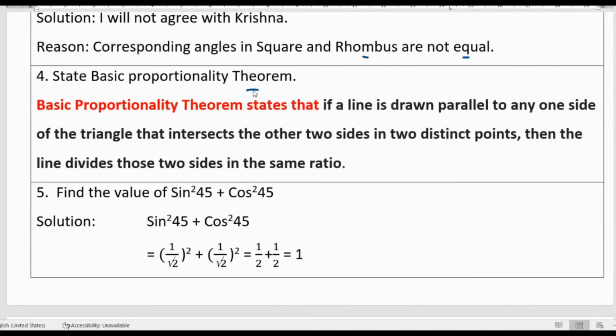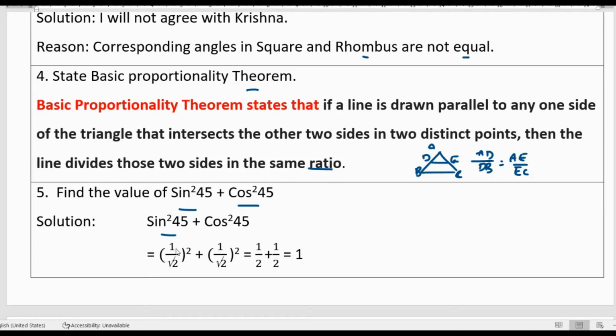Fourth question. State the basic proportionality theorem. If a line is drawn parallel to any one side of a triangle, for example, this is a triangle, and if I draw a line DE parallel to one side of the triangle, then it divides the other two sides in the same ratio. So AD by DB is equal to AE by EC, which is the basic proportionality theorem. Next, find the value of sine square 45 plus cos square 45.